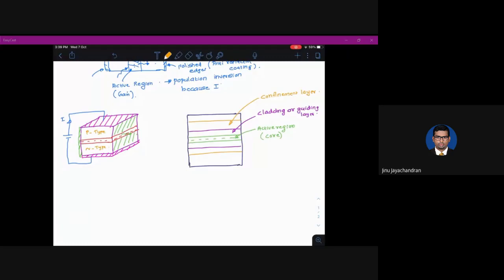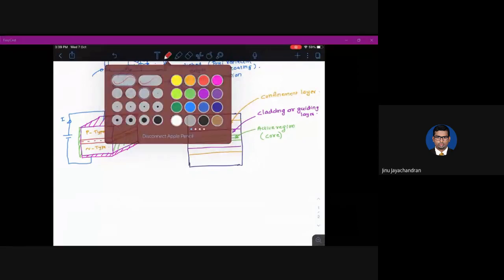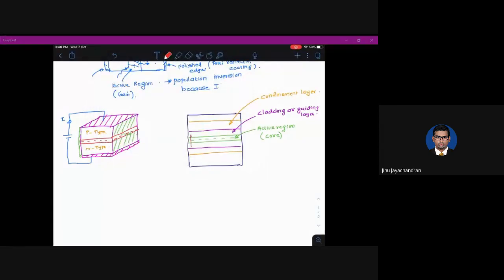So any wave, let me show the wave as something like this. This is the active region. Let's say there is a laser mode being propagated along this active region. Any wave which is propagating through the active region, the cladding will be guiding the wave along that region. So it will not allow the wave to come out of the cladding. There will be some tail of the wave in the cladding, that is fine, but it will not allow the wave to come out of the cladding. The wave will be propagating along the active region. The active region will be very smooth. There will not be any defects in the active region.